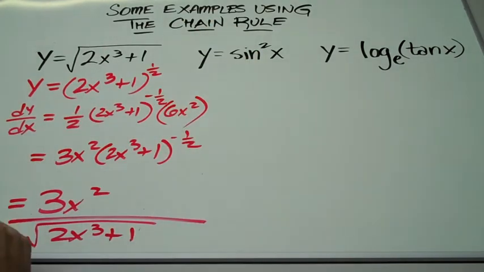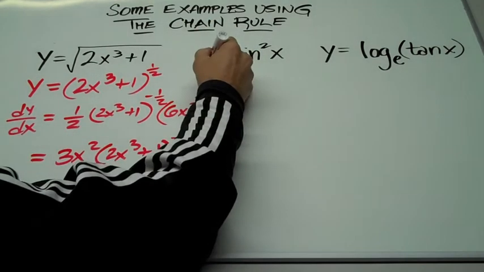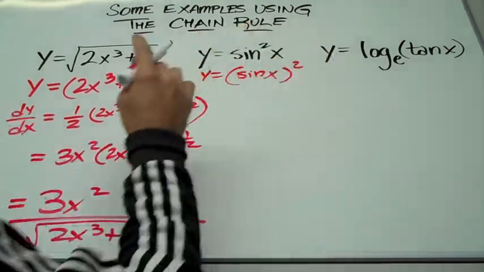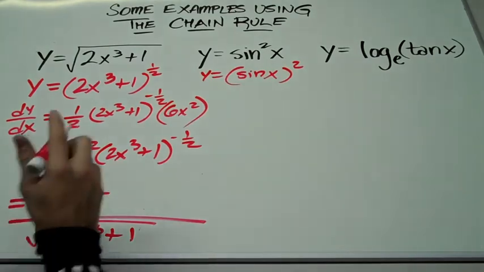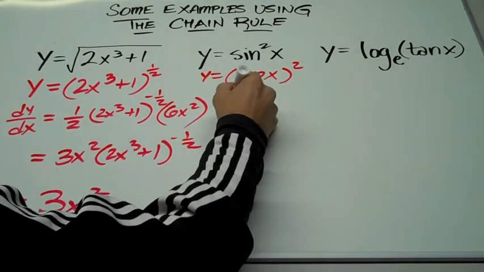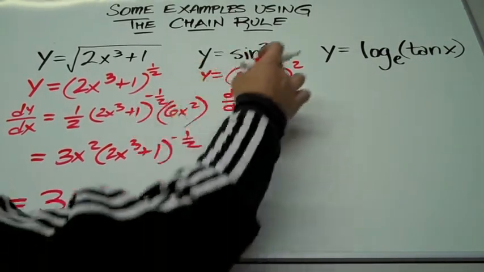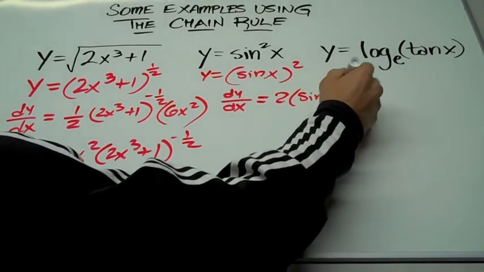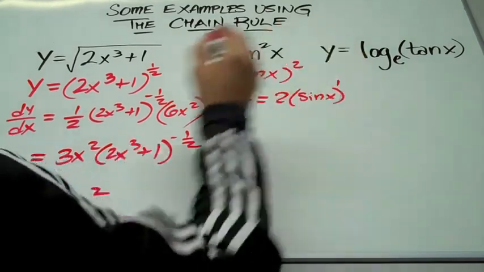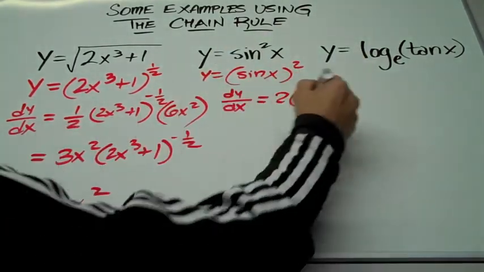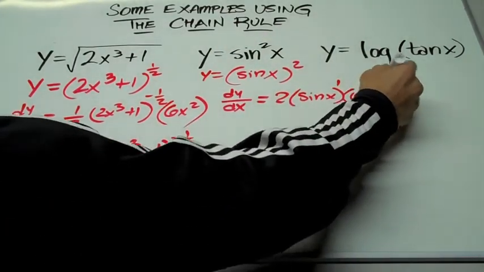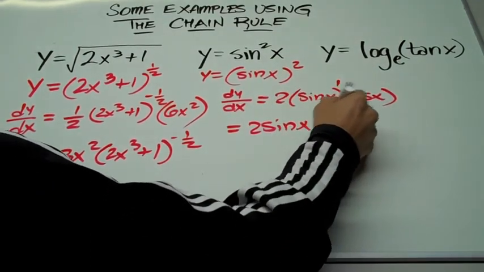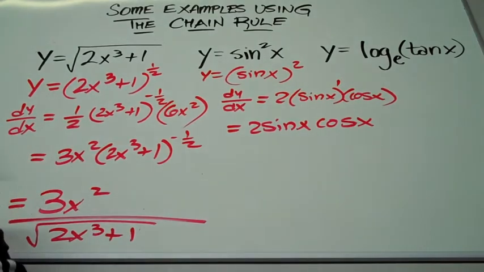If y is equal to sine squared x, we can write that as y is equal to sine x, squared. And of course, now our u becomes sine x. So dy/dx becomes 2 times sine x to the 2 minus 1, which is to the 1. Now, what's the derivative of sine? That's cosine x. So we get 2 sine x cosine x as our derivative of this one.